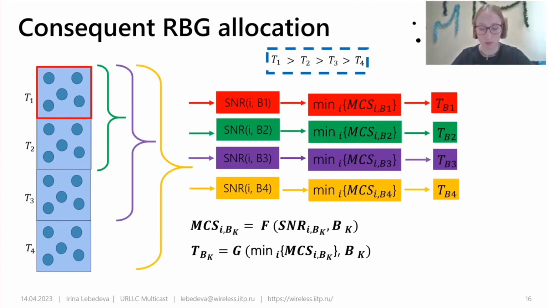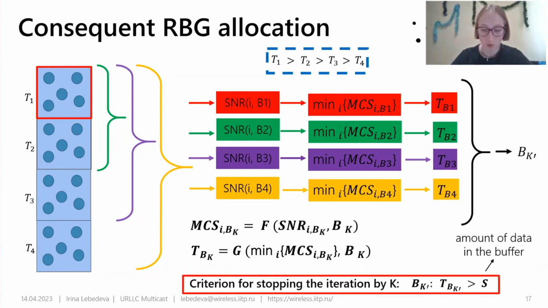And now we need to select the best set of RBGs that are enough to transmit all available multicast data. We start from a single best RBG, calculate MCS and transport block size, and check if we allocated enough resources to transmit data. If resources are not enough, we add the next best RBG out of the rest, until the selected K best RBGs have enough transport block size to transmit data in the buffer.